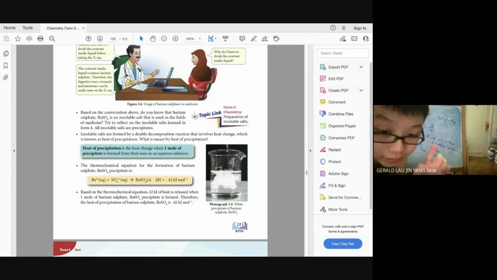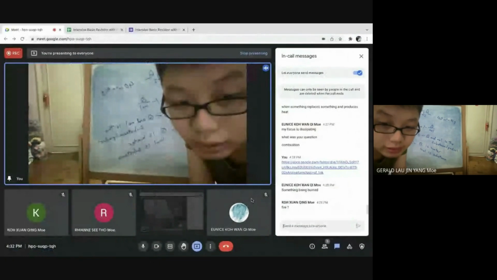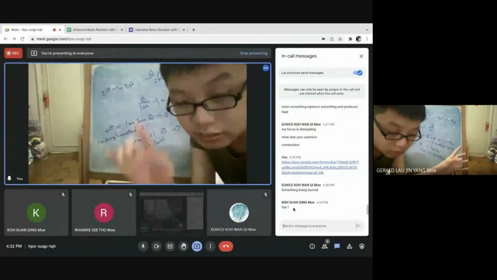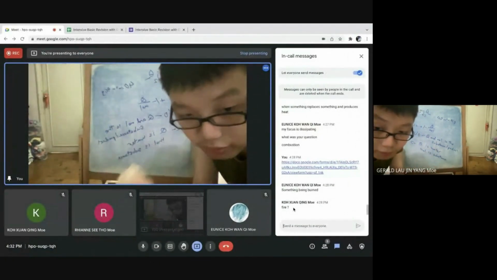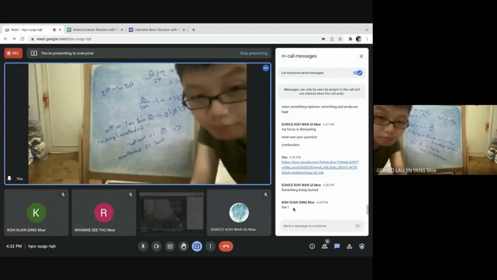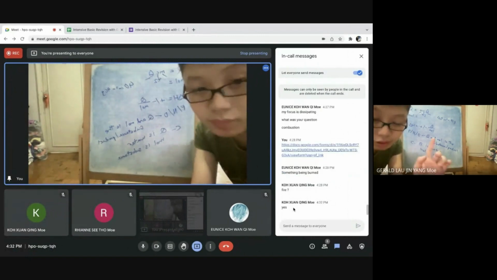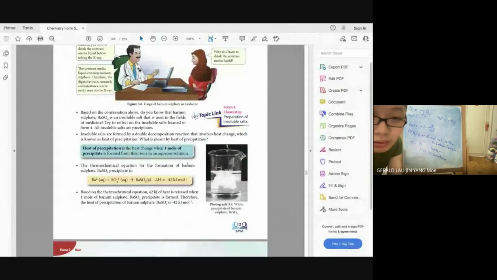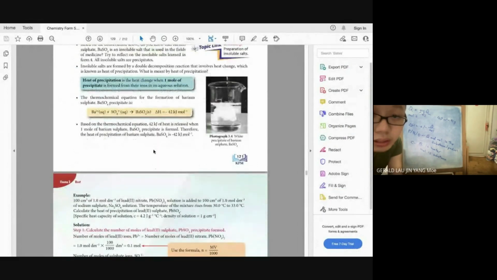Heat of precipitation, like you look at the photograph 3.4, heat of precipitation is the heat change when 1 mole of barium sulfate is formed from barium ion and sulfate ion in the aqueous solution. Can you understand the difference? Specific and general. Okay. The trial exam, they ask the specific. Okay. So okay, like this. So they give you delta H already.